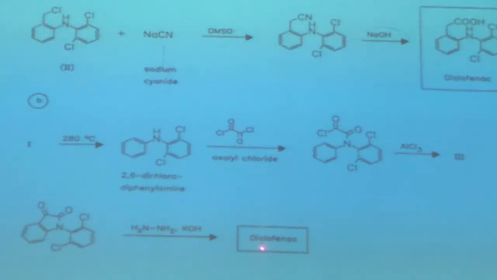So diclofenac sodium will be formed when you react that reactive intermediate in the presence of hydrazine and potassium hydroxide. That N-carbonyl linkage will be fragmented, proton will get attached, that carbonyl group will be converted into CH2, and hydroxyl group will get attached here. So diclofenac will be formed.